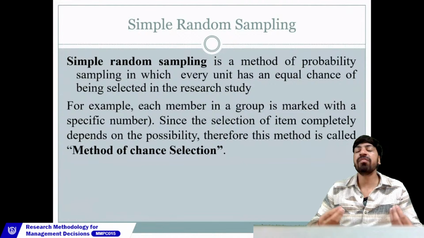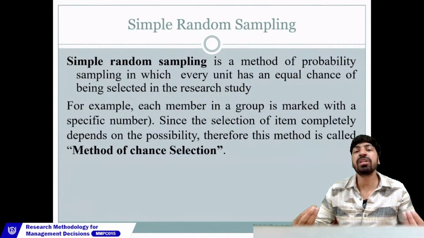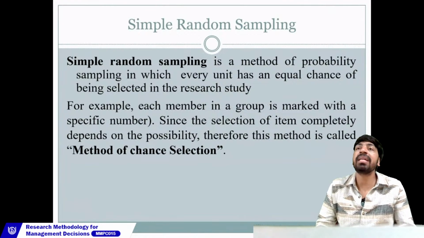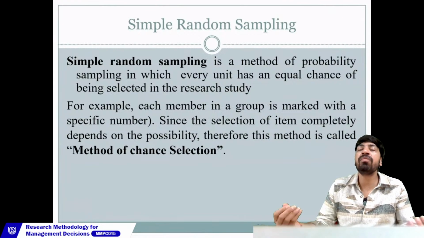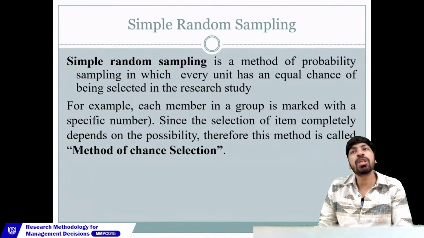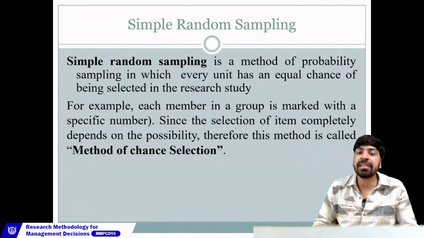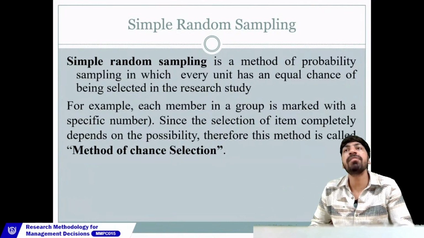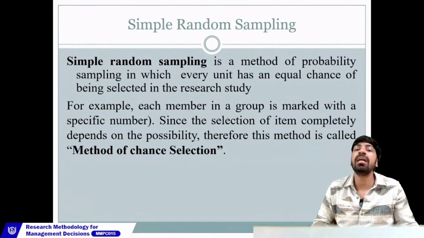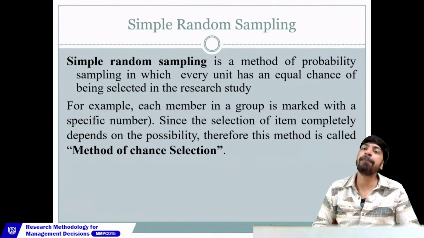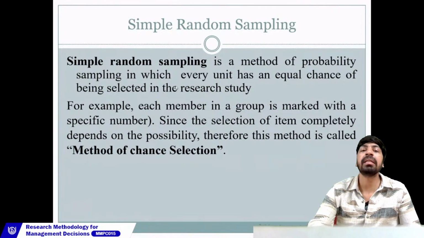That means if a particular researcher is willing to collect 100 samples, then 100 individuals will get an equal chance of being selected, or have a possibility of being included in a research study, and that's called the simple random sampling technique.